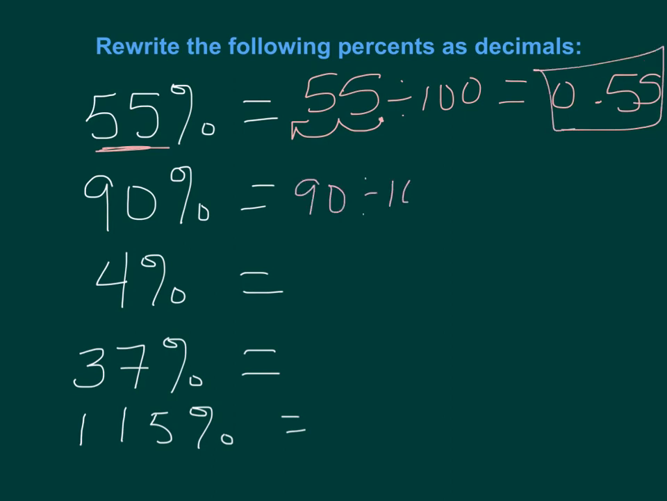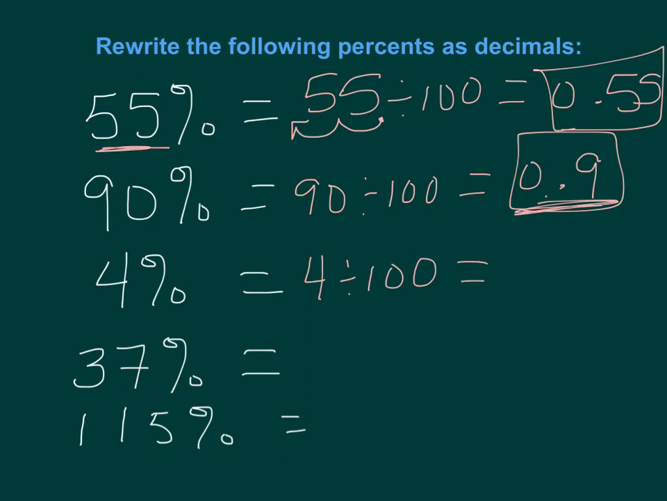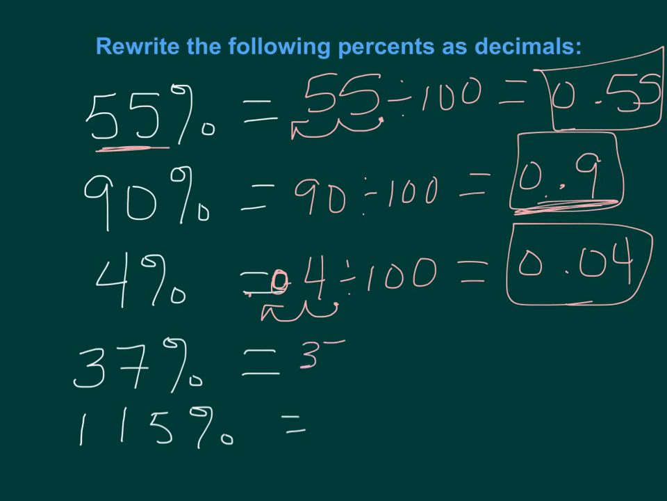90 divided by 100, 0.9. So 90% is equal to 9/10, which is the proper way that we say this decimal, or 0.9. 4 divided by 100, just be careful here. Don't forget to add your 0, because you have to move your decimal 2 places to the left, and you end up with 0.04. So 4 hundredths is equal to 4%, or 0.04. 37 divided by 100, 0.37. So 0.37 is equivalent to 37%.